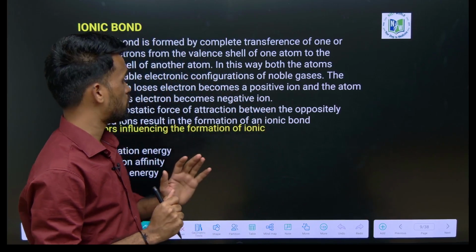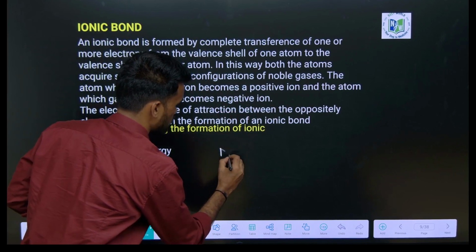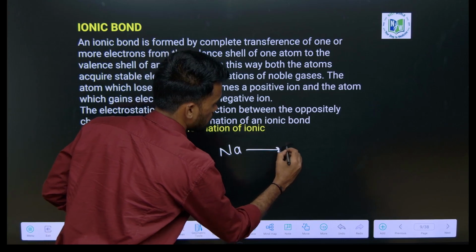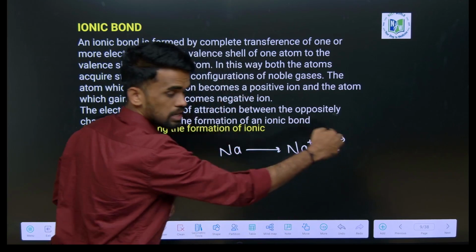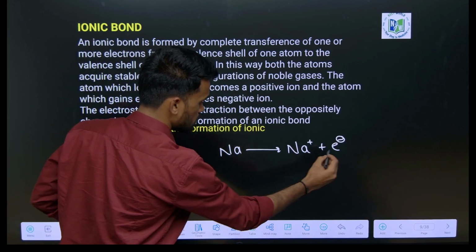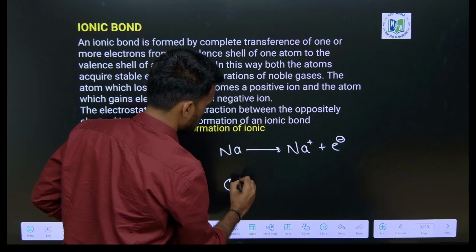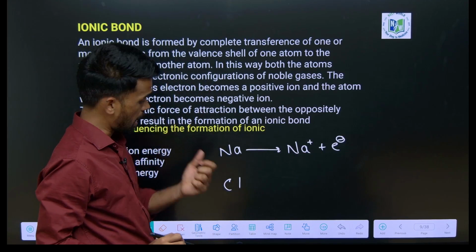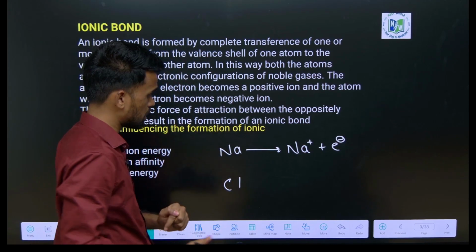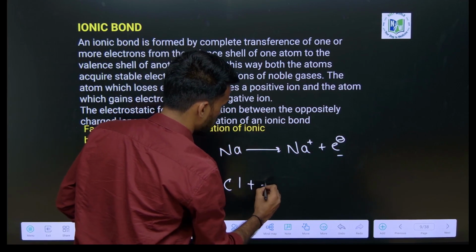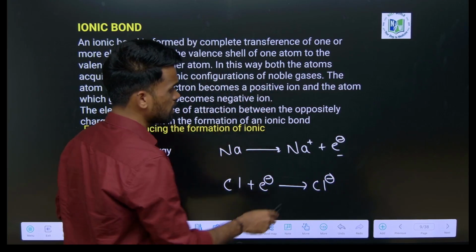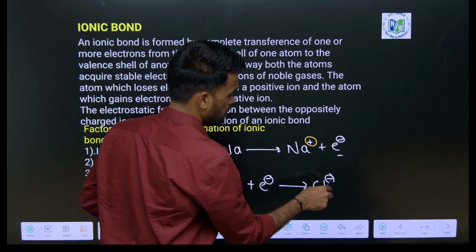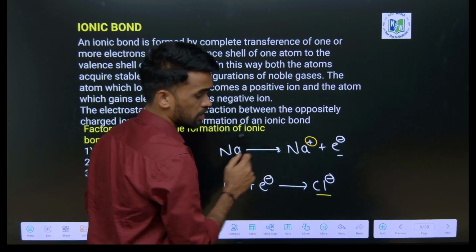The resultant compound, for example, here again I am taking sodium only. Sodium loses 1 electron and becomes Na+, and this electron is released from it. For chlorine, for halogens, we know one electron is less. Therefore, this electron will be taken by the chlorine atom and it will become a chloride ion. So this has a cation with positive charge, and this is an anion with negative charge.